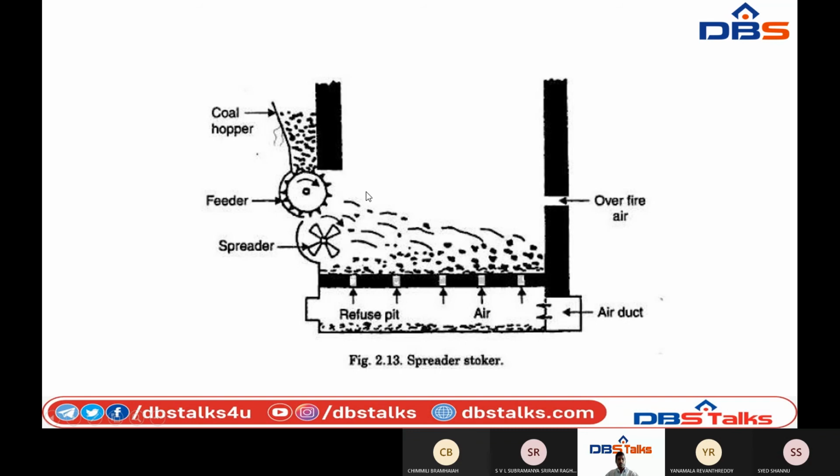Advantages of the spreader stoker are that it is also simple in construction and maintenance costs are very less. What are the disadvantages? Fly ash content is very high compared to the chain type stoker. The spreader stoker gives more fly ash, because we are using the spreader. Fly ash content is very high when compared to chain grate type or traveling grate type.